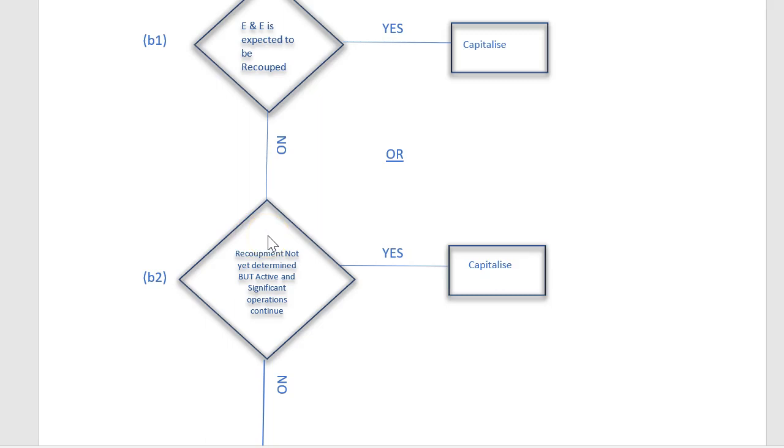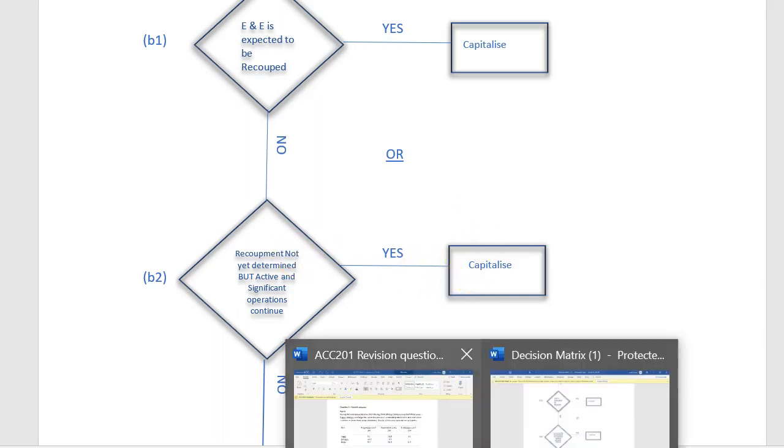Now, say for example the exploration is at its preliminary or early stage, then they haven't yet determined the estimated reserves, so they can still capitalize their E&E costs. Okay, let's start this question.